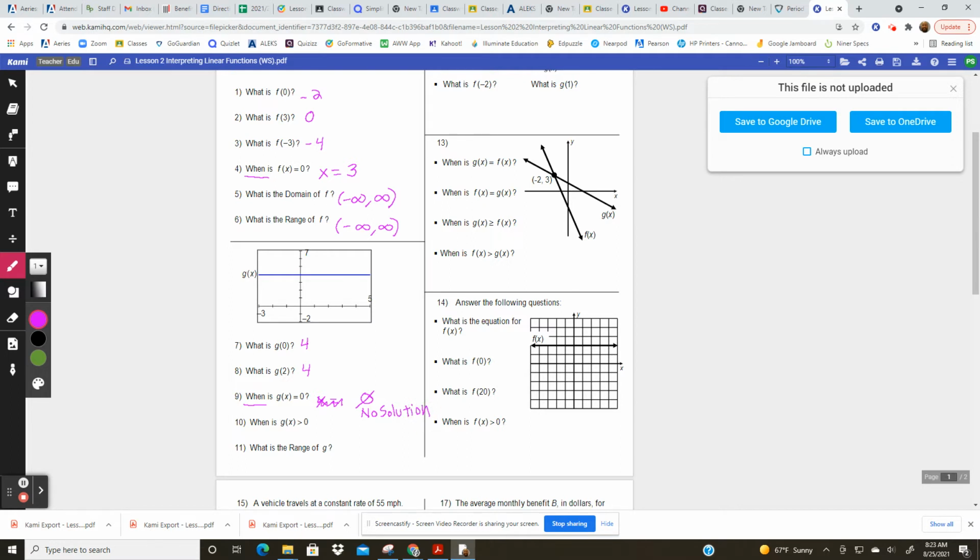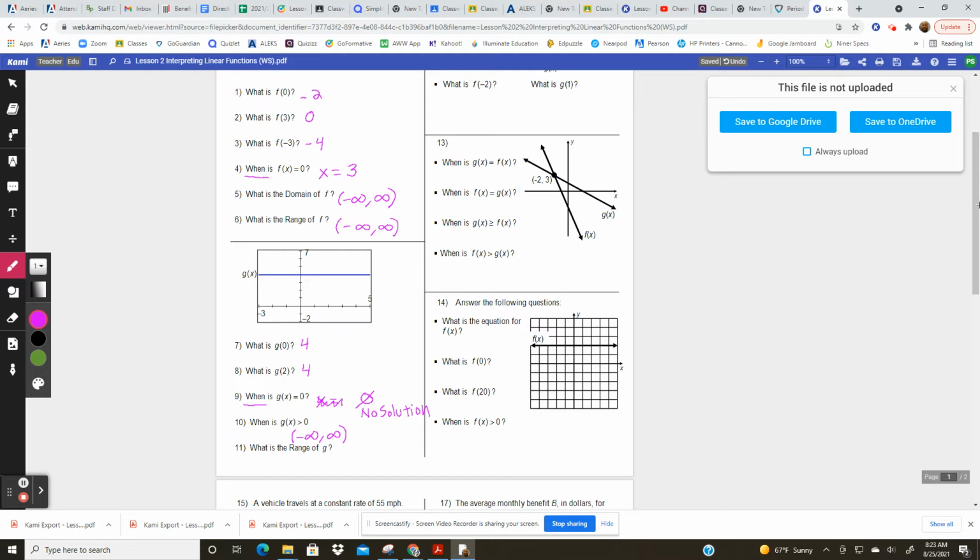Okay. When is g of x greater than 0? So when is this line above the x-axis? It's always above the x-axis. Always. All real numbers. So all x values will produce an output that's greater than 0, because all my y values are 4, and 4 is greater than 0.